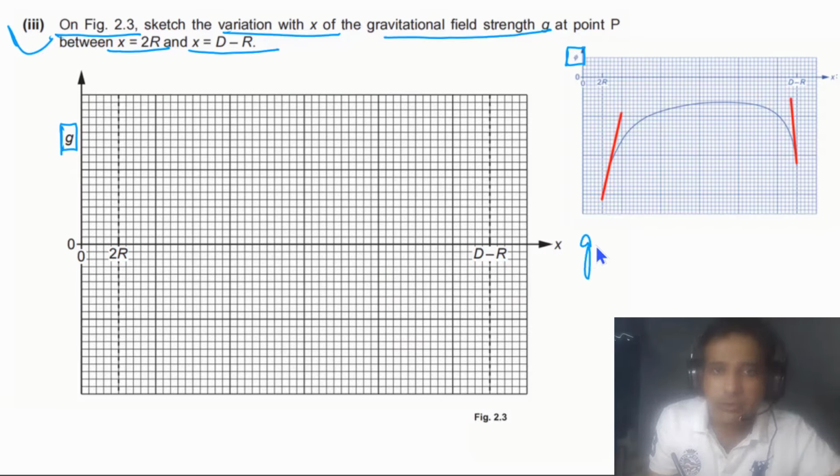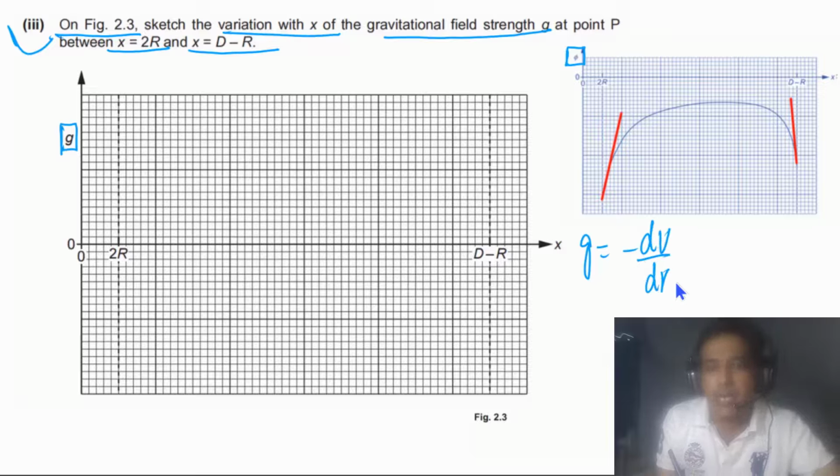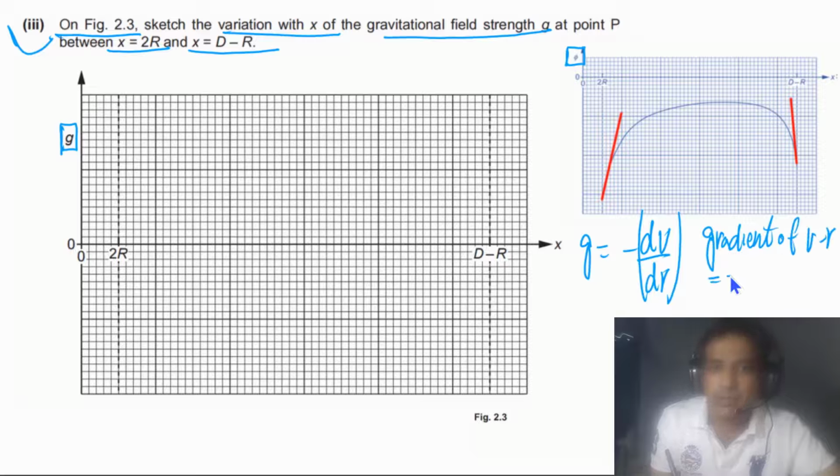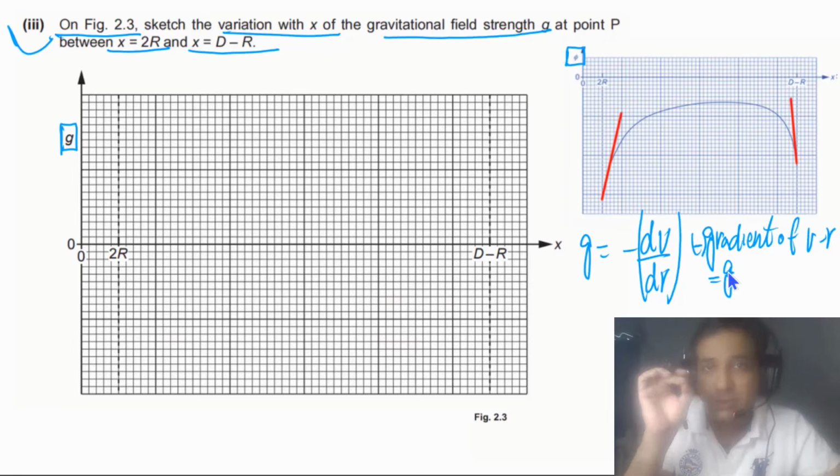We have already discussed that G is equal to negative dV by dr, meaning G is the negative potential gradient. If we have the graph between V and r, we simply need to find the gradient. So the gradient of V against r is equal to negative G, or we can say the negative gradient of V against r is equal to G. That's all. So we simply have to look at the gradient of the potential against distance graph.